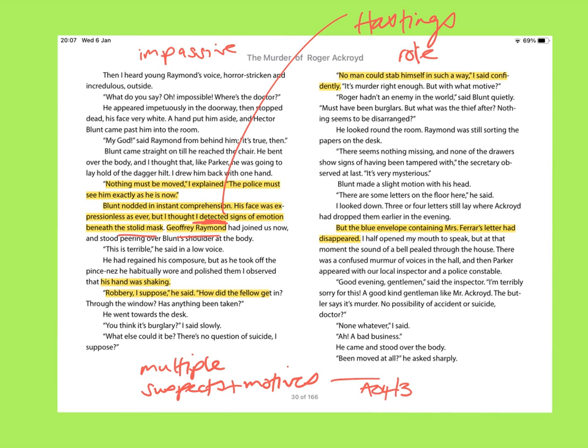Is it robbery? Is it murder? Is it a mixture of both? Is it Geoffrey Raymond? Is it Parker? A good word to use here is proliferates. Okay, it widens out into many and myriad forms of suspects and many or myriad motives. It deliberately becomes more complicated and complex until it eventually narrows down to the final reveal of the actual murderer.